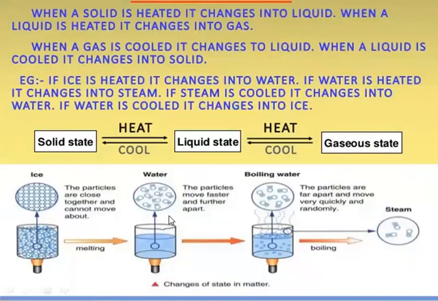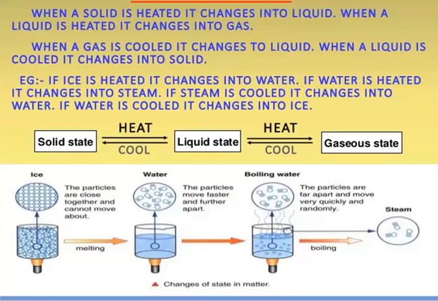When a solid is heated, it changes into liquid. When a liquid is heated, it changes into gas. When a gas is cooled, it changes to liquid. When a liquid is cooled, it changes into solid. These include melting, evaporation or vaporization, then condensation, and finally freezing.